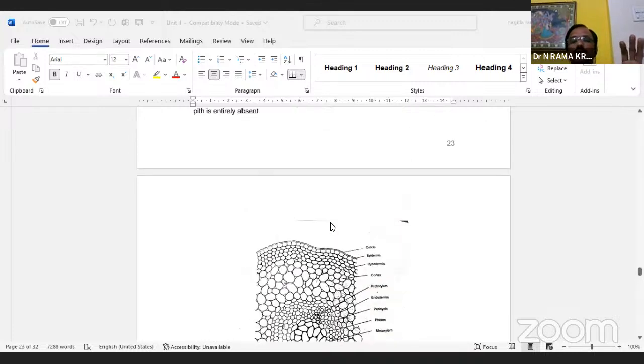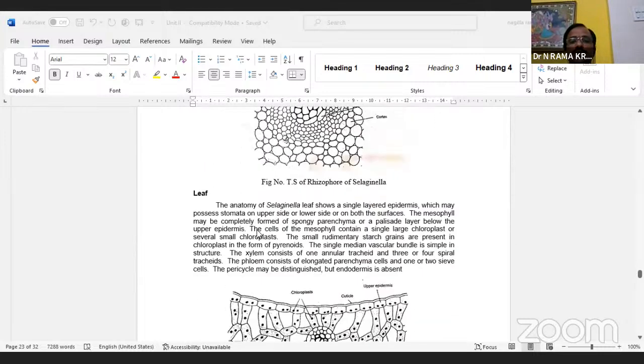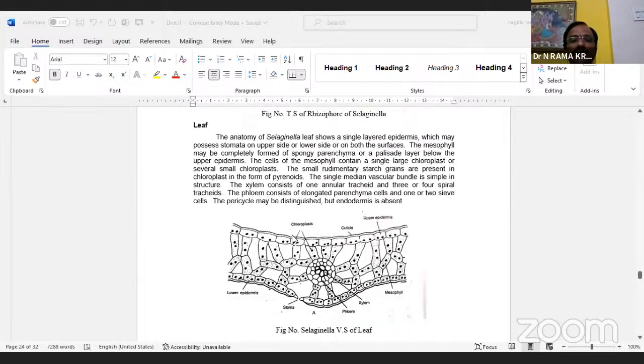So now you see the rhizophore has three regions: epidermis, cortex, and stele. That's enough. Next, you see the leaf section cutting. Here you see the Selaginella leaf section cutting.